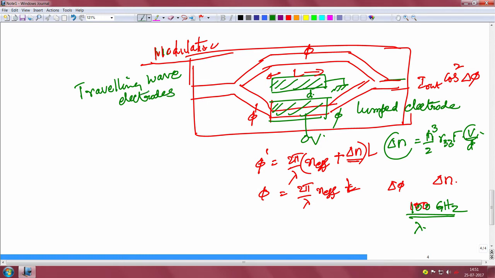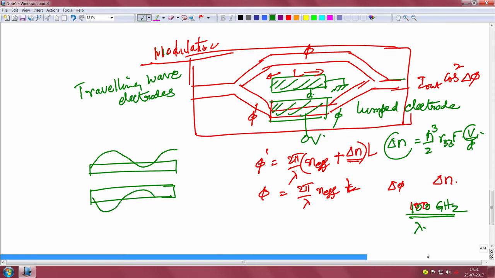That means, let me redraw, so that means the electric field that is impressed upon, that is distributed on these electrodes, as travelling waves. So, let me just, as an example, take that the electric field is distributed as follows.